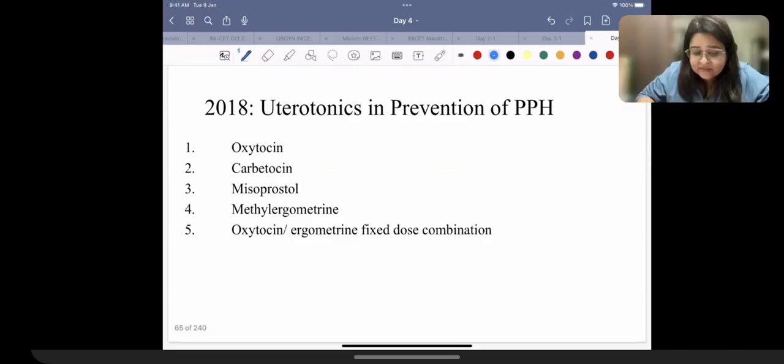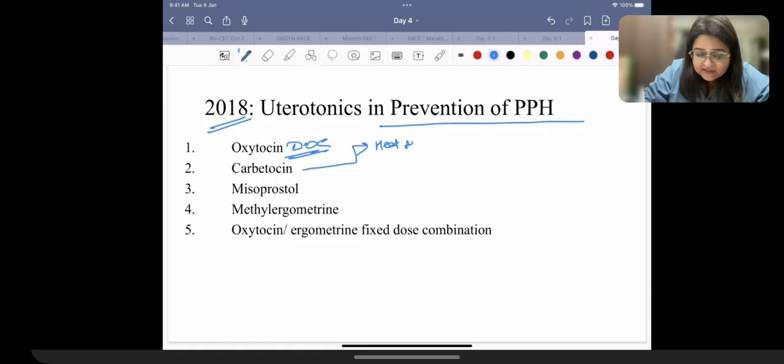Then in 2018 the WHO came out with another document which said what all uterotonics can you use in prevention of PPH. Oxytocin is the drug of choice, we know that. It's the best drug. But the WHO said you can use some other drugs also depending on the situation. For example, it said you can use carbetocin. What is carbetocin? It is a heat stable analog of oxytocin. Okay, that means it is stable at room temperature. So it's basically a synthetic oxytocin which is stable at room temperature. So it doesn't require cold chain to be maintained.